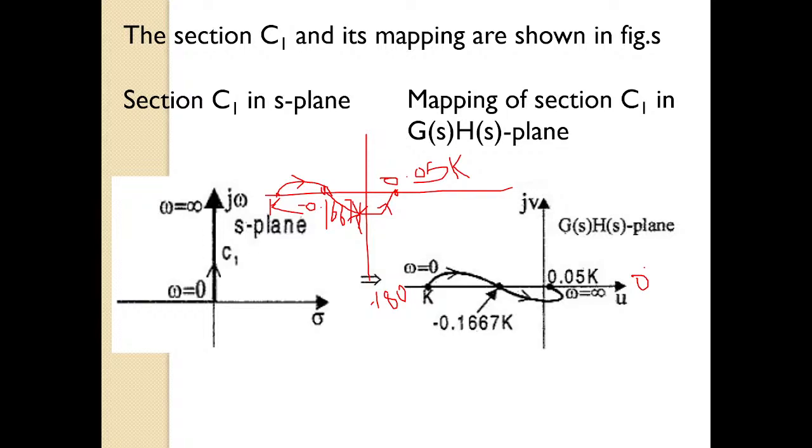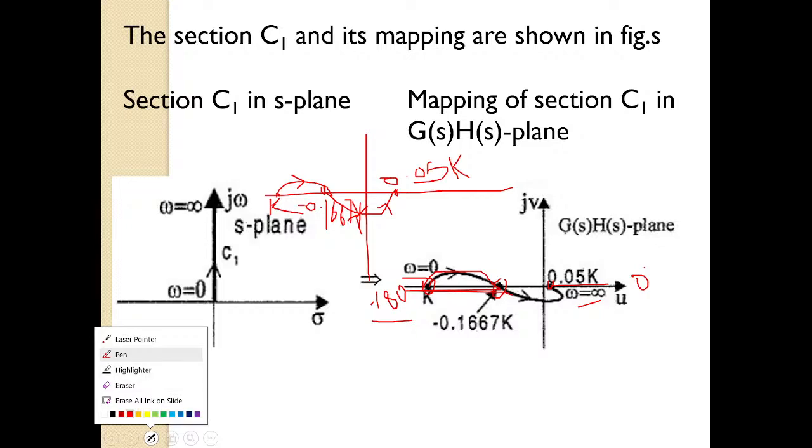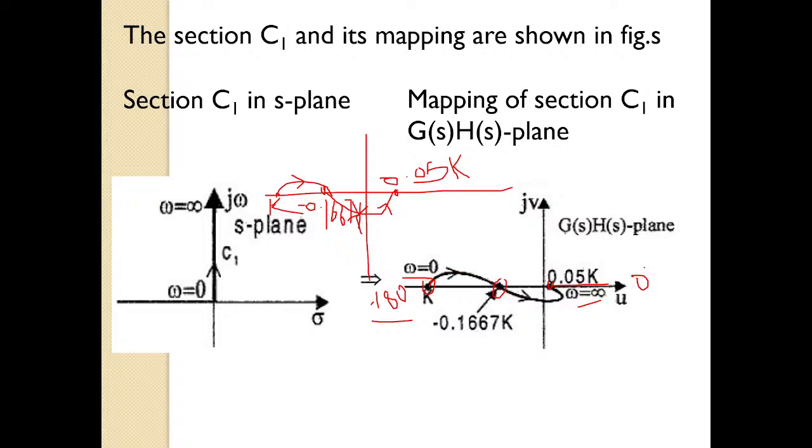So at omega equal to 0, our angle is minus 180, so locate some point K. We have already located this point. And when omega tends to infinity, our point magnitude is 0.05 K, so locate that point on this axis. You just start from one quadrant. Always remember, if there is an intersection point on the real axis, the plot will move from one quadrant to another quadrant while passing through the intersection point on the real axis.